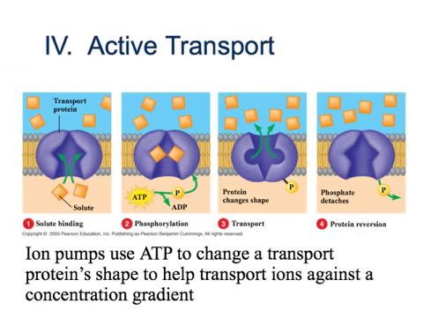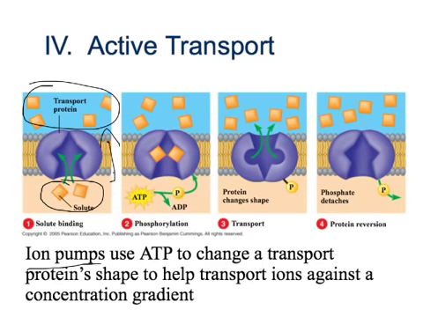So let's look at our first example of active transport, which is ion pumps. So here I have a situation where I have some ion. It can be any ion. Say it's a sodium ion. I have a low concentration on one side and a high concentration on the other side of the membrane. And say I want to get more ion going that way for whatever reason.